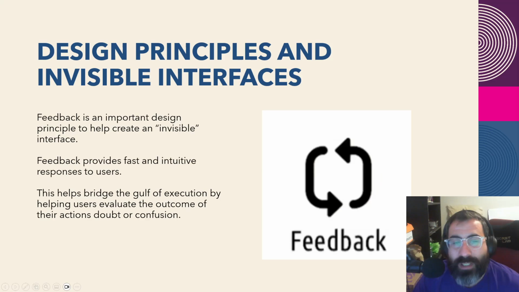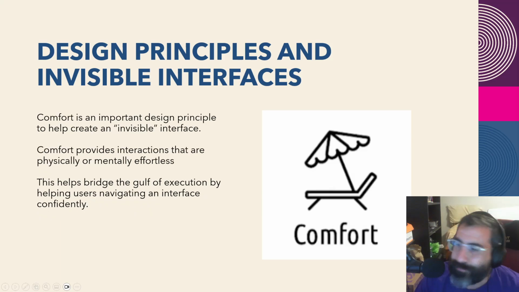The next one is feedback. Feedback provides fast and intuitive responses to users. Similar to simplicity, if you're getting feedback, then you'll have less doubt about what actions you're performing, and there'll be less confusion, and it'll be easier to use. Such as a green check mark after you've sent something so that you know that you've sent it.